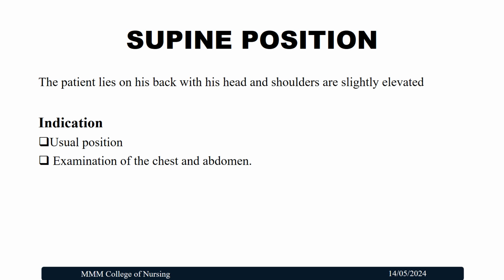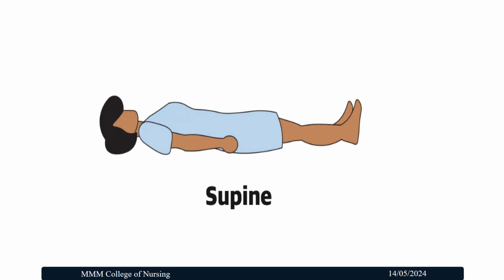Supine position: the patient lies on his back with his head and shoulders slightly elevated. So what are the indications in supine position? It is a usual position of the client to examine the chest and the abdomen. So this is the supine position.